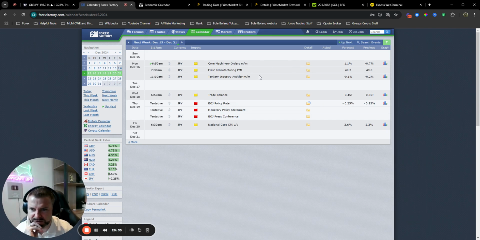Core machinery orders month on month. Flash manufacturing, yeah. So when it comes to services and manufacturing, Japan is a manufacturing country, so we really want to see manufacturing numbers good, right? If we see both services and manufacturing good, then fantastic, but we don't really care if services aren't good, because it's not really a services country, it's predominantly a manufacturing country, right?